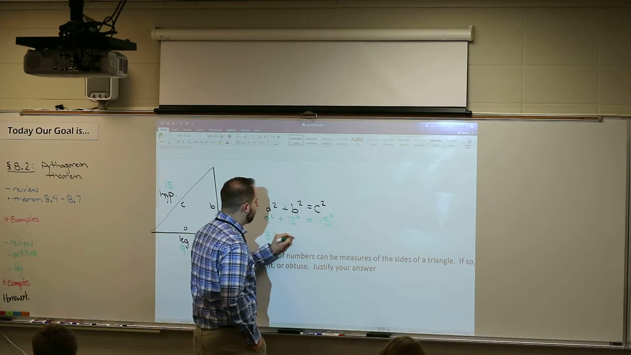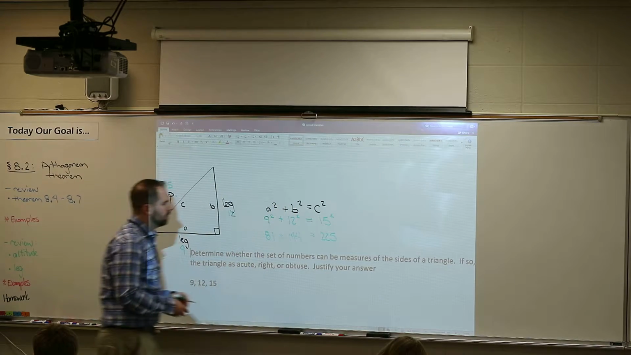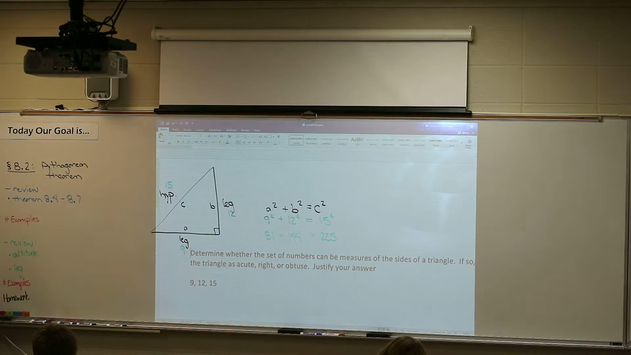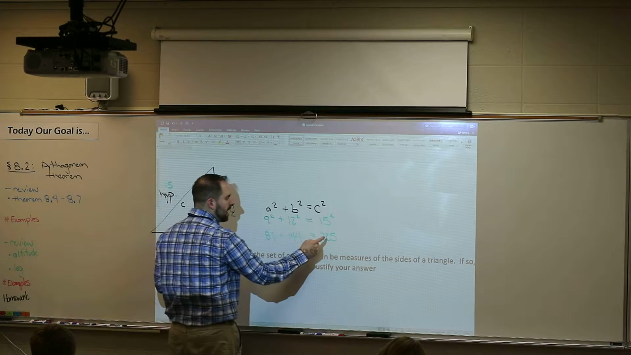The 12 squared is 144. And 15 squared is 225. That's 15 times 15. And so now that we have that, we would add these together and see, does it make that?